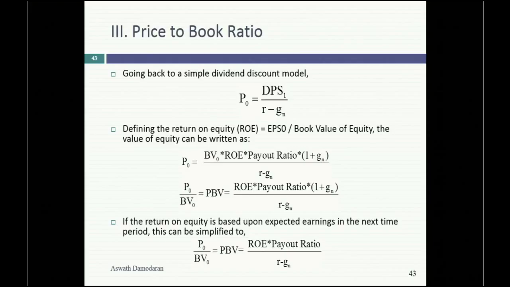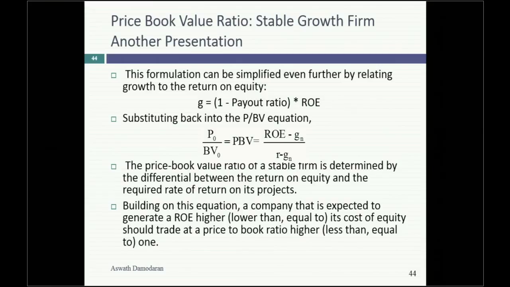It's going to be the return on equity. High return on equity companies, holding all else constant, will have high price to book ratios. Low return on equity companies will have low price to book ratios. In fact, I'm going to simplify this equation even more. Remember when we talked about fundamental growth, we wrote the growth itself as a function of the return on equity. Do you remember what that equation was? That the growth was equal to 1 minus the payout ratio times return on equity.